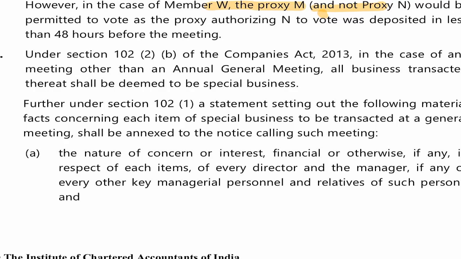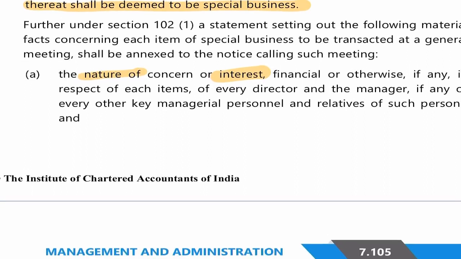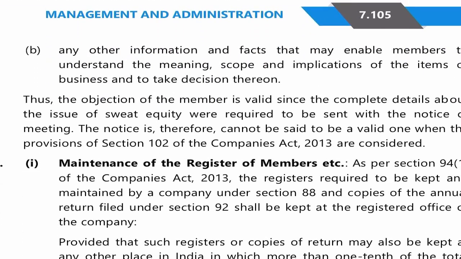Under Section 102(2)(b) of the Companies Act 2013, in case of any meeting other than an annual general meeting, all business transacted thereat shall be deemed to be a special business. Further, under Section 102(1), a statement setting out the following material facts concerning each item of special business to be transacted at a general meeting shall be annexed to the notice calling such meetings. The nature of concern or interest, financial or otherwise, if any, in respect of each item of every director and the manager, if any, or other KMP and relatives of such person, and any other information and facts that may enable members to understand the meaning, scope and implication of the items of business and to take decision thereon.